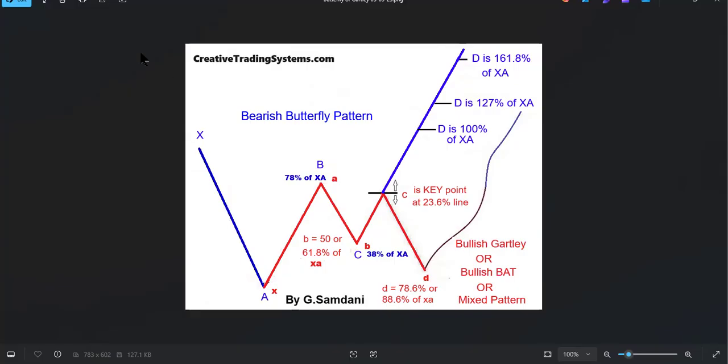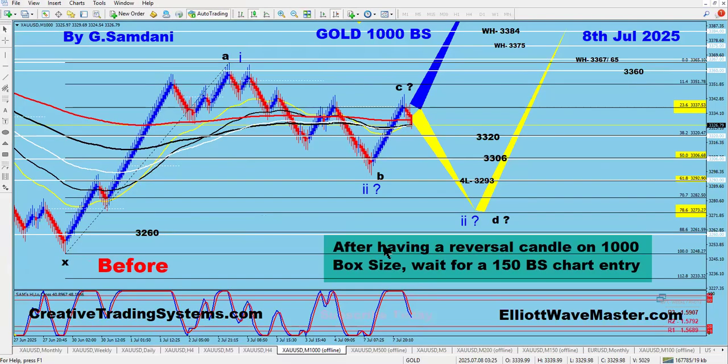So after dropping, this is what we have right now, right? So from X, A, B at either 50 or 61, and then C at the 23% line. That's exactly what we have now, right? We have this 50 or 61. Actually, we are in between those two levels, and then we went up to the 23% line. So now it's either going to go straight to the upside or come down. These two scenarios, we have to pay attention to here, right?